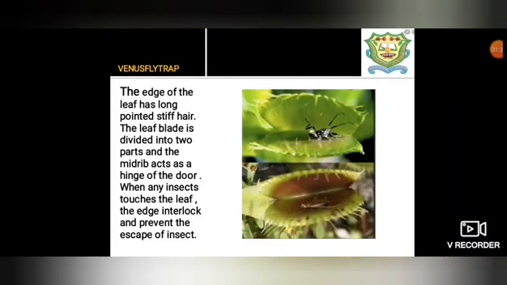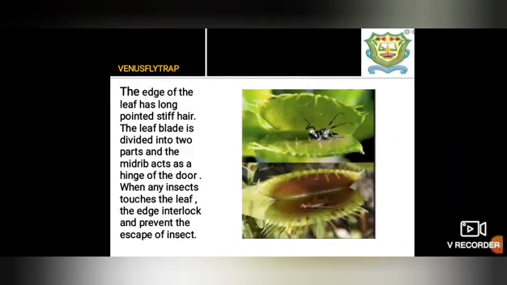Venus flytrap. In this plant, the edges of the leaf have long pointed stiff hair. The leaf blade is divided into two main parts and the midrib acts as a hinge of the door. When any insect touches the leaf, the edges of the leaf suddenly interlock and prevent the escape of the insect. The plant secretes digestive juice enzyme to digest the insect.